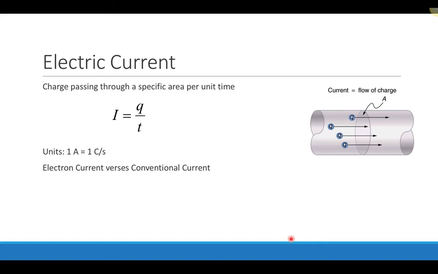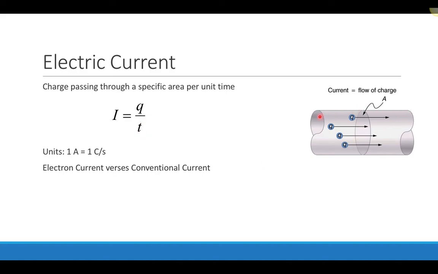The way that we define electric current is the rate at which charge passes through a given cross-sectional area of the wire. The symbol for current is I. Charge is measured with the symbol Q, and it has units of coulombs, and then time is in seconds.